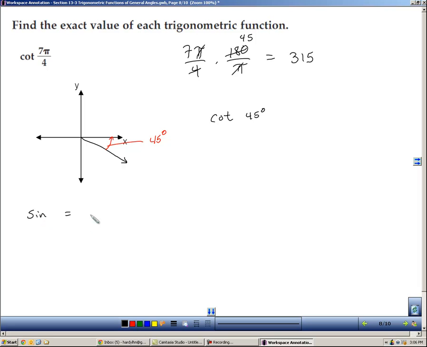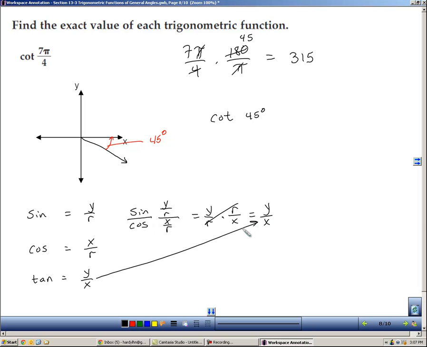That's kind of cool. Since sine is y over r and cosine is x over r and tangent is y over x, take a look at this. If I take sine, which is y over r, and divide it by cosine, which is x over r, now y over r divided by x over r, that's really y over r times r over x. The r's will cancel. So if I take sine and divide it by cosine, I really get y over x, which is what tangent is.